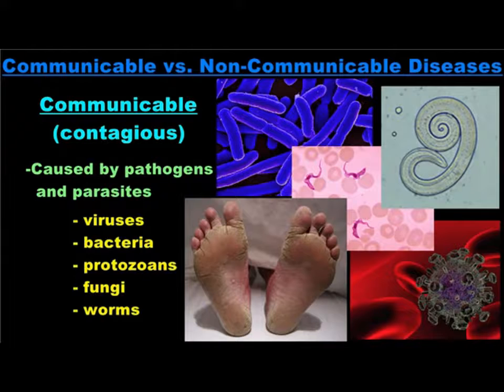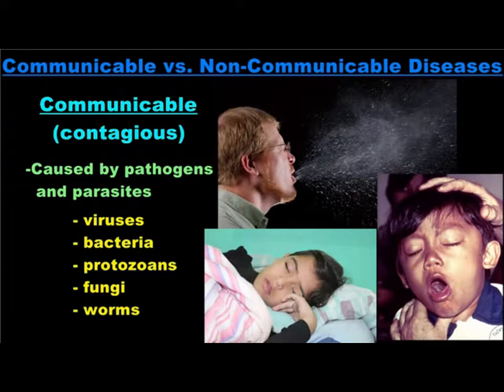As you can see, there are quite a few pathogens and parasites that cause disease in humans. Since communicable diseases are contagious, it is important to try to prevent their spread through a population. Strategies for prevention will be covered in a later lesson.